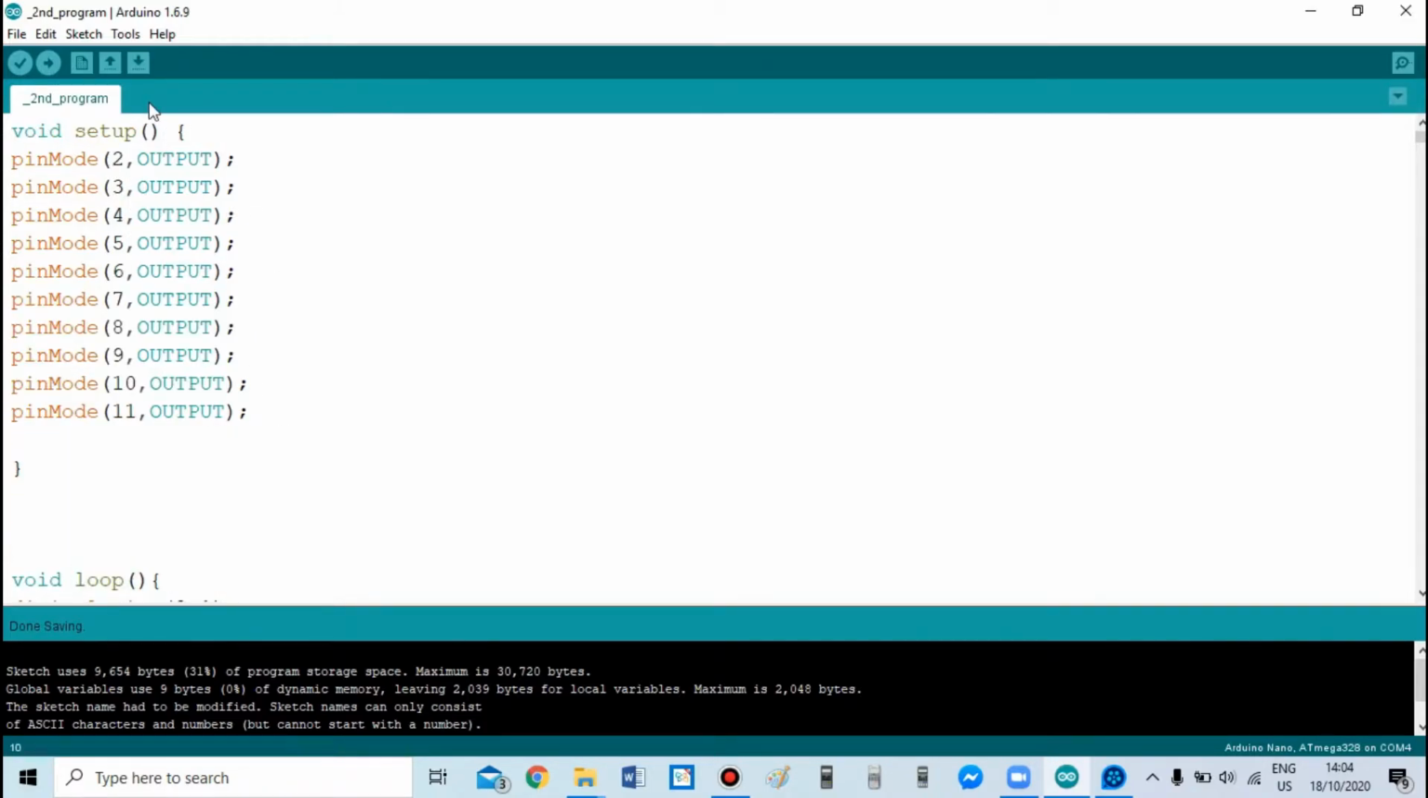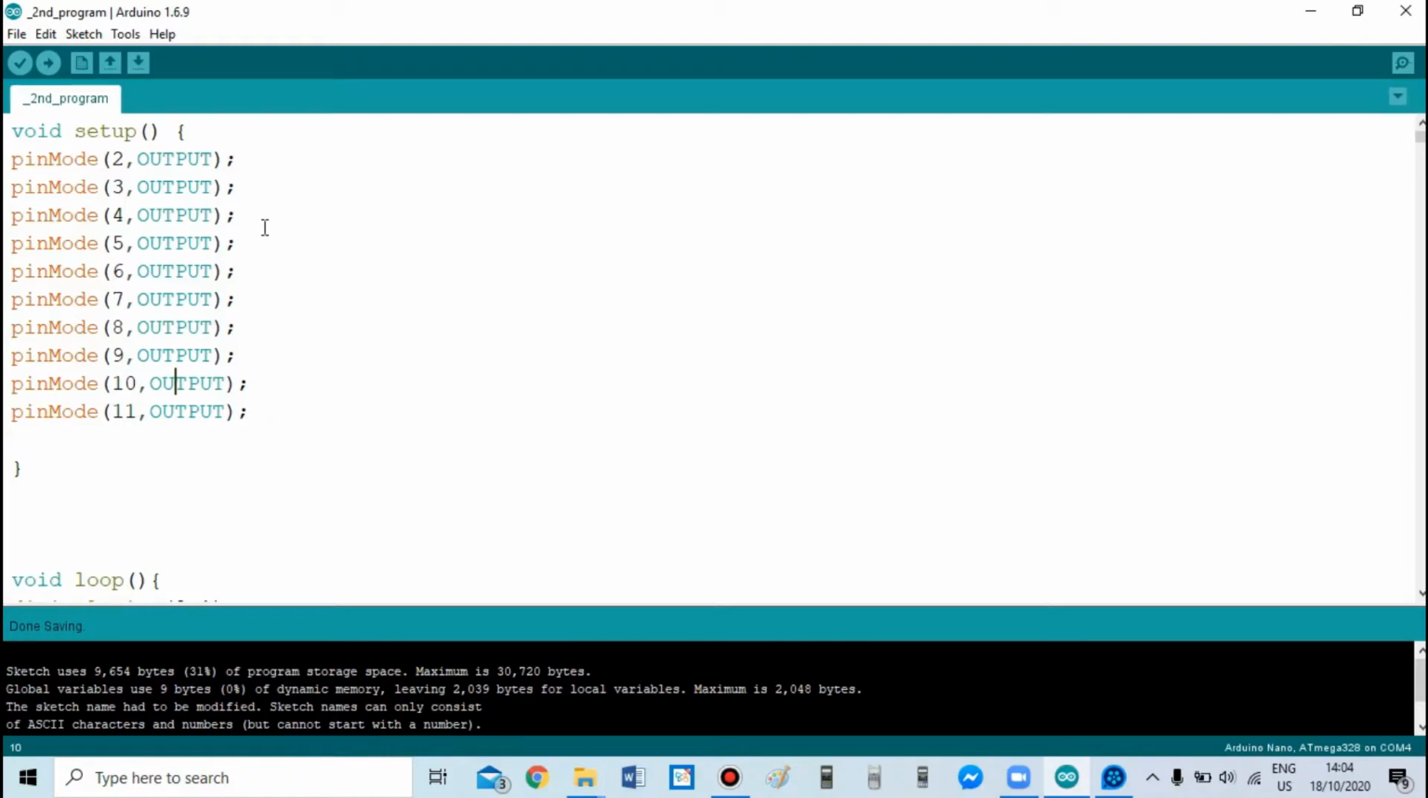In the setup part, pins D2, D3, D4, D5, D6, D7, D8, D9, D10, D11, I have already declared as output. So these 10 pins, from 2 to 11, act as output.